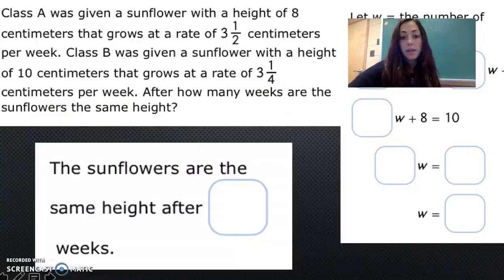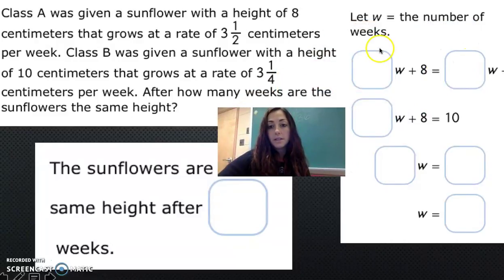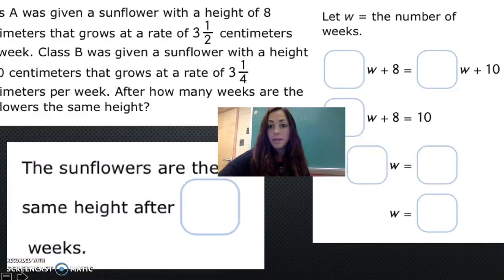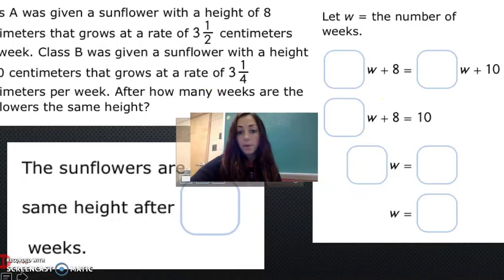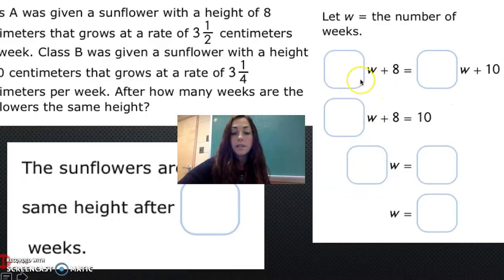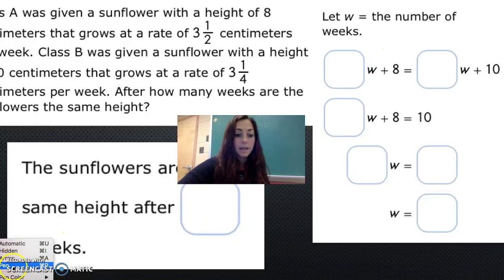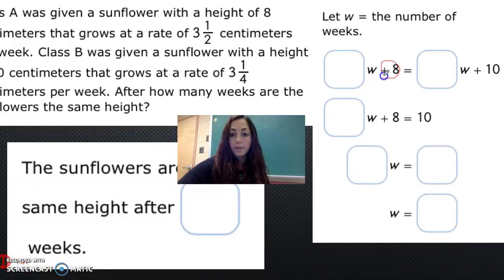So now we're looking over here, and if we see at the top right, we are saying W is the number of weeks. And if we're looking at the same height, that's when we want our equations equal to each other. So the first thing to think about is for class A, what was the initial height? It was 8. So that's where you're seeing that +8 right here. And it grows at a rate of 3.5 centimeters per week.